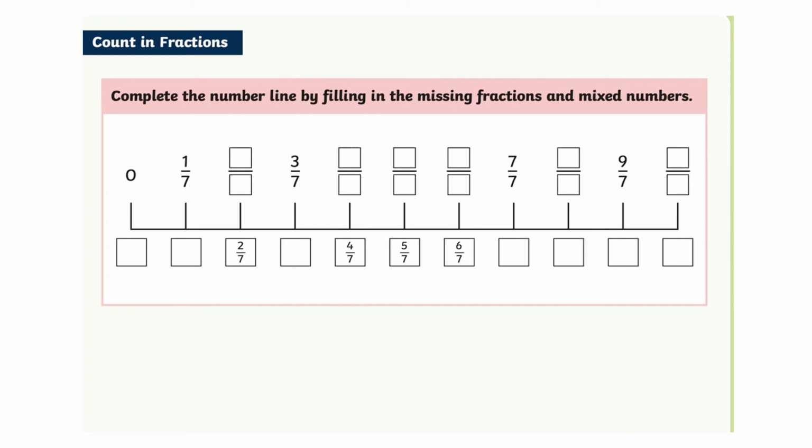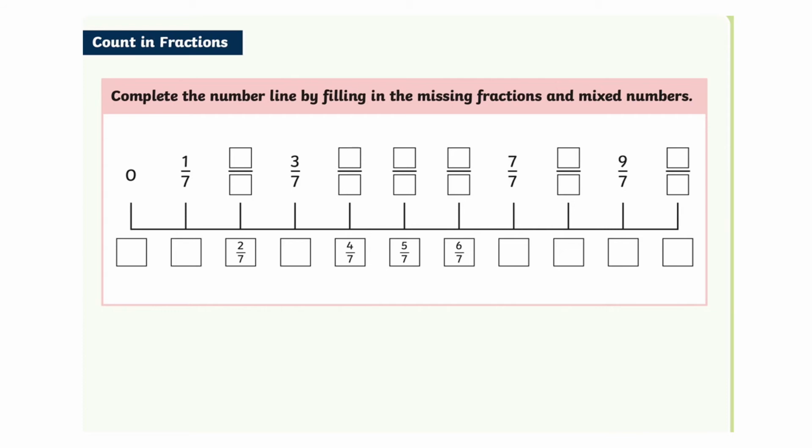What about the top numbers, the numerators? What's happened here? See if you can... 3, 7 sevenths. Right, then we've got another missing number. So you've got 7 sevenths. How many sevenths here? Then you've got 9 sevenths. And then how many here? How many sevenths there? Pause the video and see if you can write in those missing numbers.